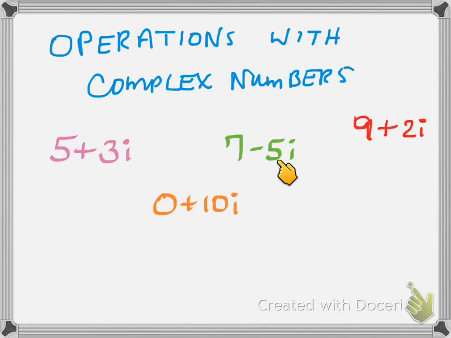7 is the real, -5 is the imaginary. So even if it has a 0 in it, this is written as a complex number because 0 is the real part, 10 is the imaginary.